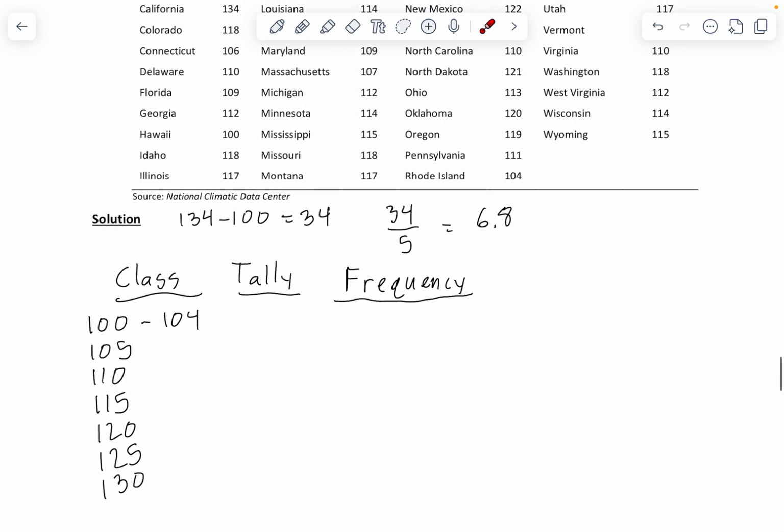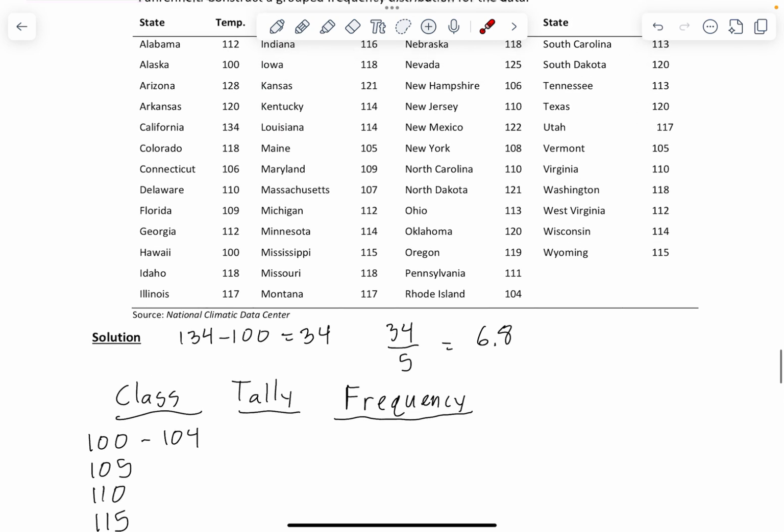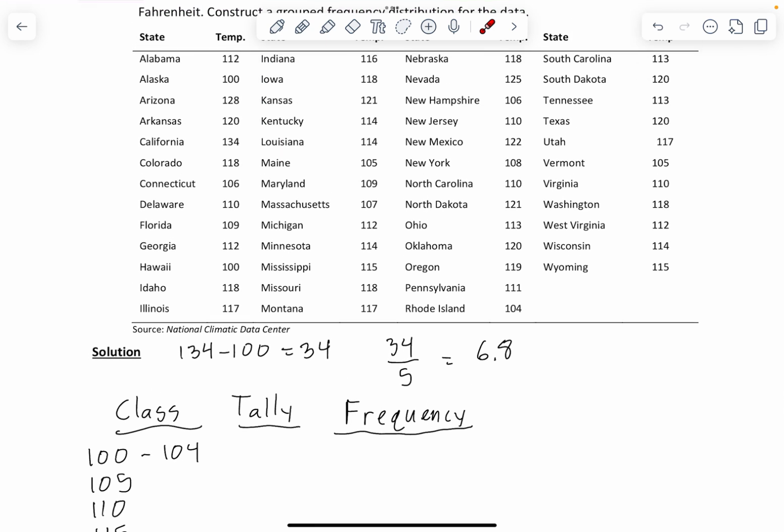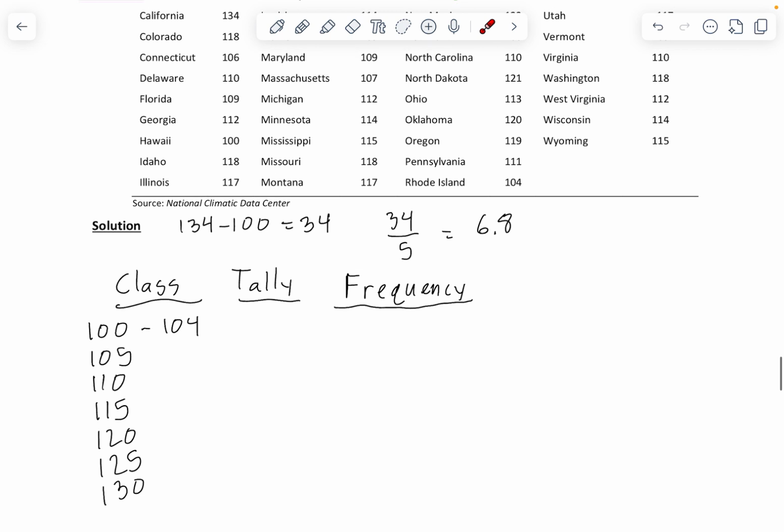And furthermore, we can't have any gaps between them. So if the second class starts at 105, the first one needs to stop at 104. Our class limits also need to be whole numbers, because all the numbers in my table are whole numbers. So that tells me that class 2 will go up to 109, the third class will go up to 114, and then we've got 119 here, 124 here, 129 here.